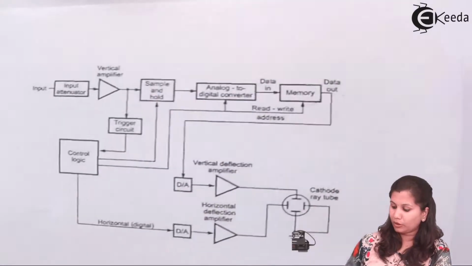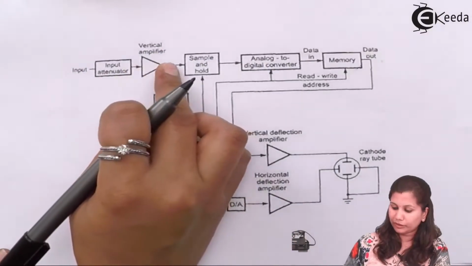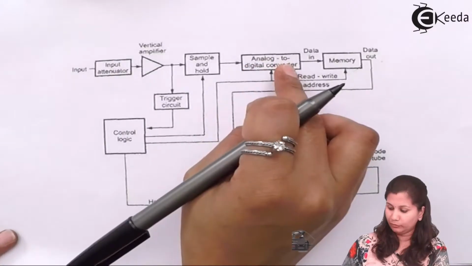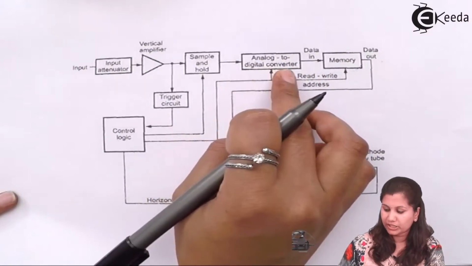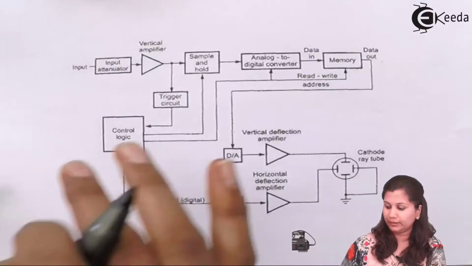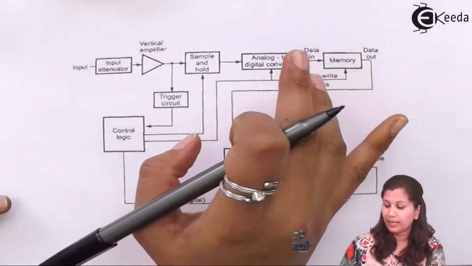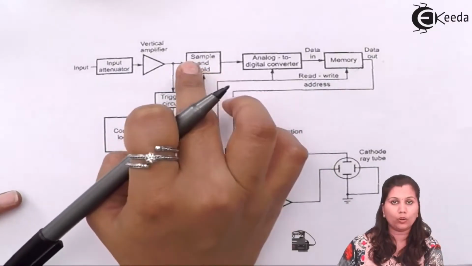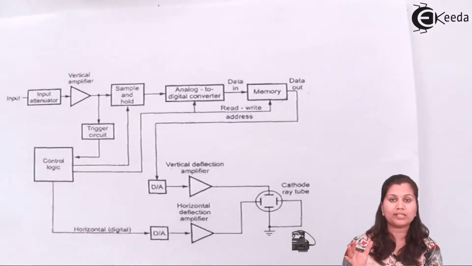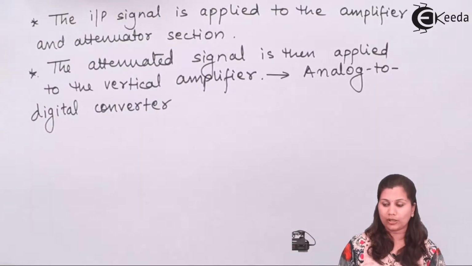You can see in the block diagram that after coming out of the vertical amplifier, it is given to the analog to digital converter. And this analog to digital converter is going to convert the analog signal into the digital signal by using this sample and hold circuit. This sample and hold circuit is going to perform the sampling over the analog signal.